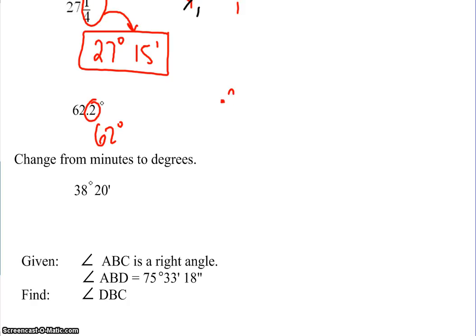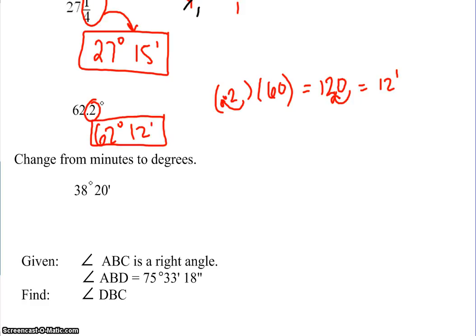So 0.2 degrees times 60 minutes for each degree. If you're like, oh, I don't know how to do that, well, think about this. What's 2 times 6? 12. So what's 2 times 60? 120. But then you've got a decimal that's moved over one place here. So move that decimal place over one spot, and that would just be 12. So this is 12 additional minutes. So 62.2 degrees is really 62 degrees and an additional 12 minutes.